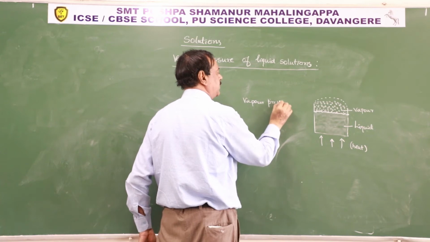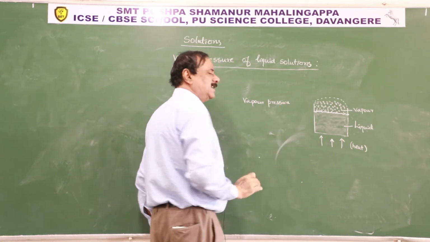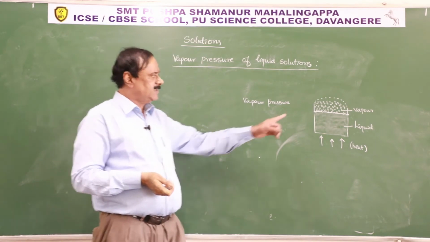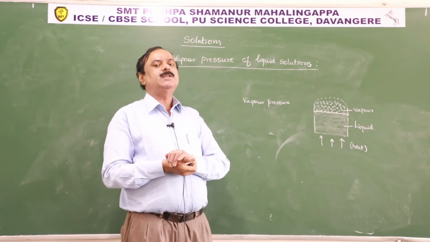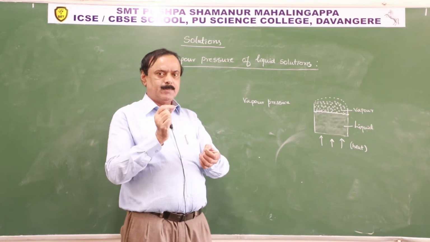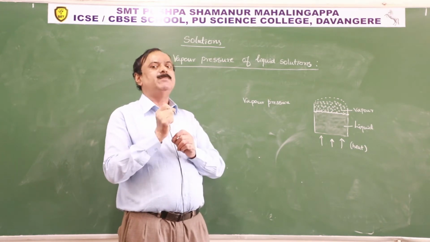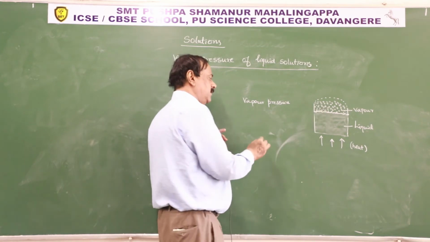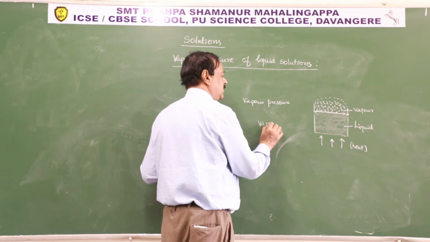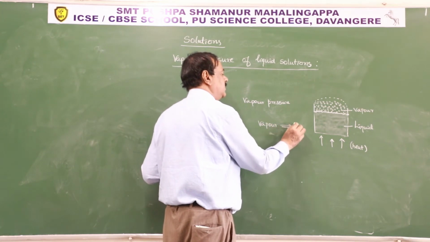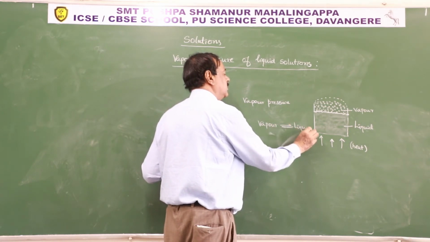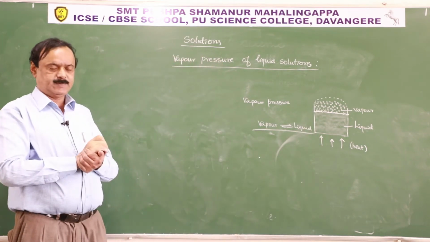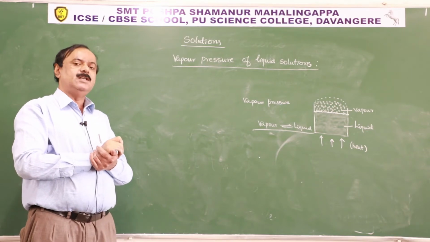What do you mean by vapor pressure? The pressure exerted by the vapor above the liquid surface, where both phases are in the equilibrium state. Vapor is in equilibrium with the liquid. Now this is called the vapor pressure of the liquid solution.